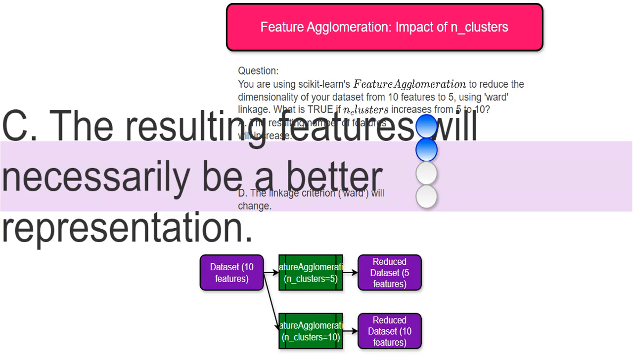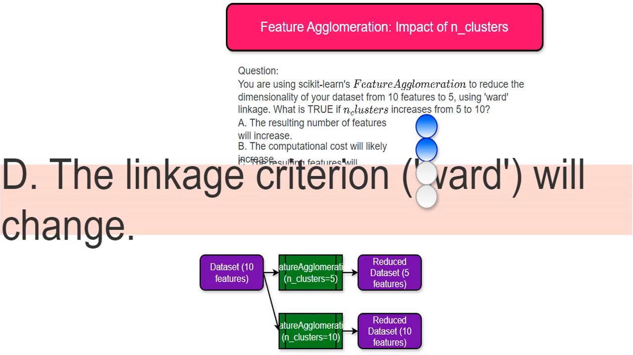Increasing the number of clusters doesn't automatically mean a better representation. Sometimes, fewer, well-chosen clusters capture the essential information more effectively. Think of it like summarizing a long story. A shorter summary might be more impactful than a longer, less focused one. The linkage criterion, ward in this case, is a separate setting that I'm not changing. It determines how the features are grouped, not how many groups there are.